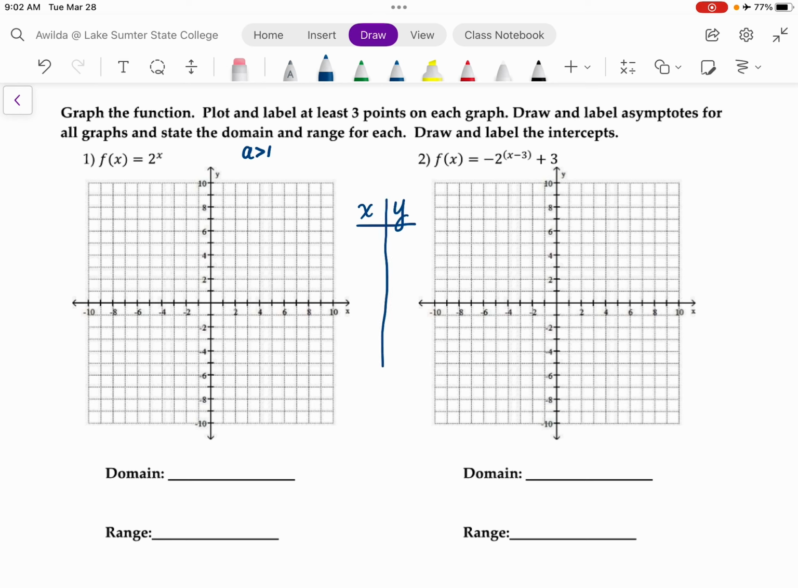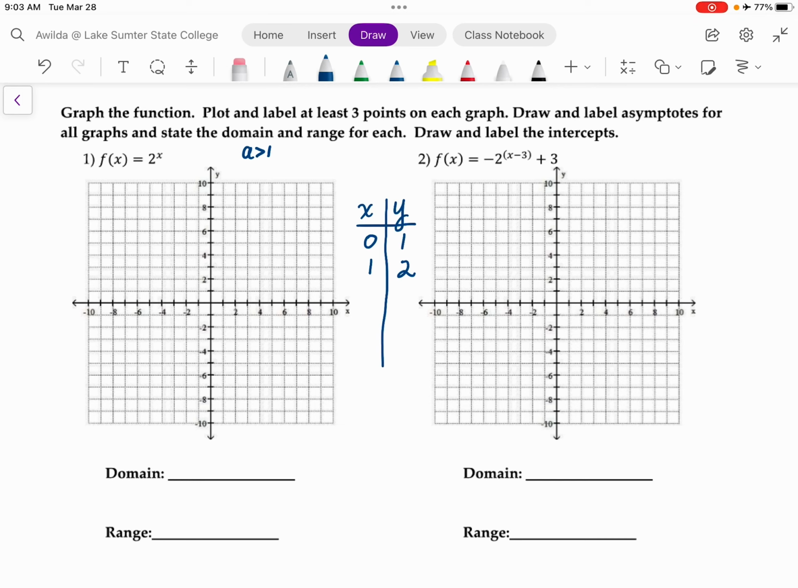First, when x is 0, y is equal to 2 to the 0 power, which is 1. We expected that point because we discussed earlier that this will always be the y-intercept. When x is 1, y is equal to 2 to the first power, which is 2. We also expected this point because this is the point (1, a).